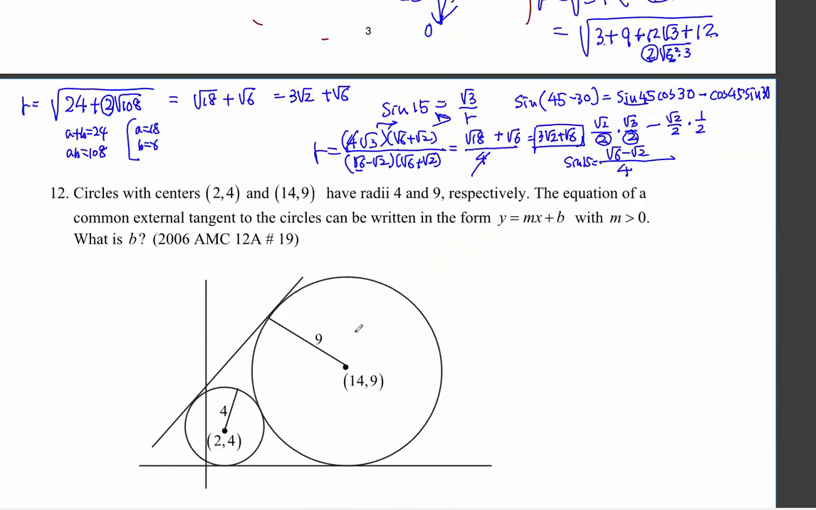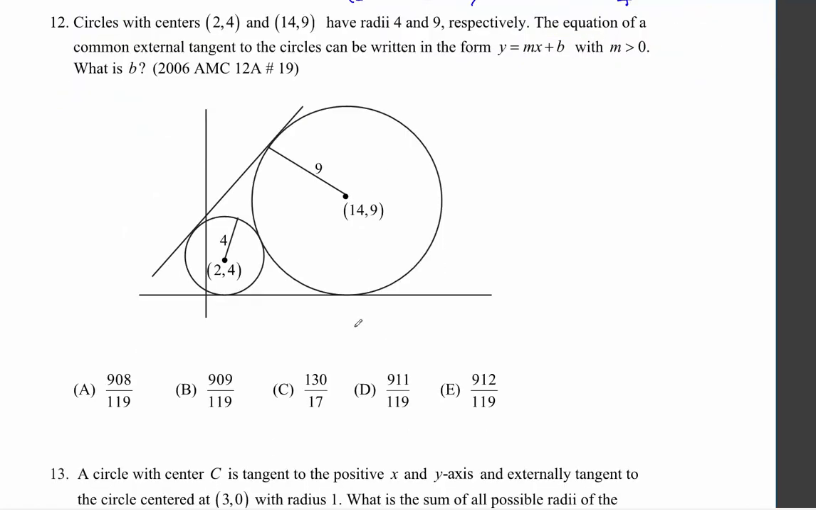Alright, number 12. A lot of tangents, right? These two lines are also common tangent lines over here. The radii are one small, one 4, the other one 9. So we have a tangent line.